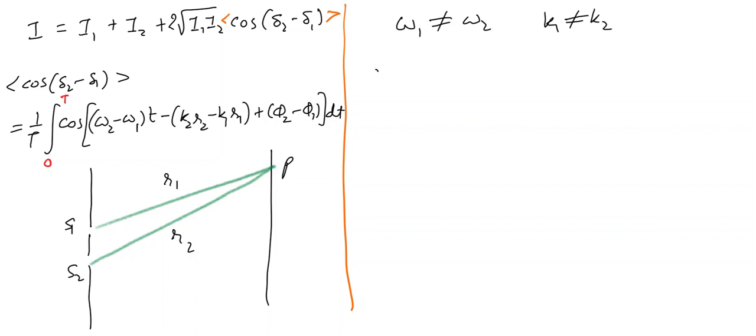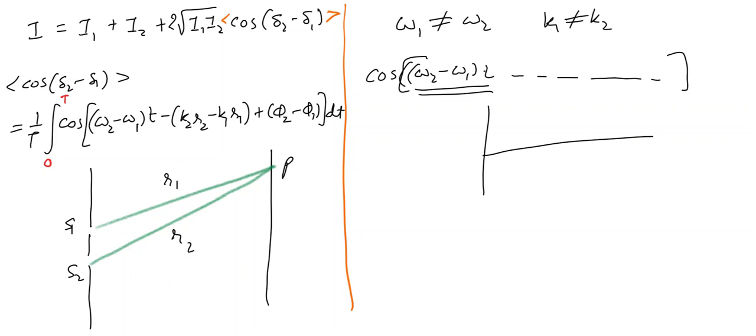Now, in such a situation, if you are talking about omega 2 minus omega 1 times t, and whatever terms follow, that makes no difference, because the cos term is time dependent. And what does it mean? It means that if this function is integrated over time, whatever positive values you have, the same number of negative values you will have, and then the integration answer will be 0.